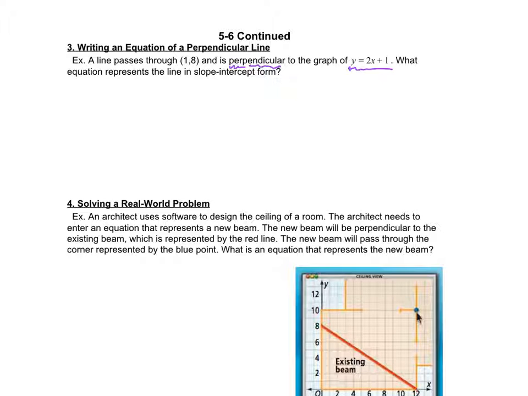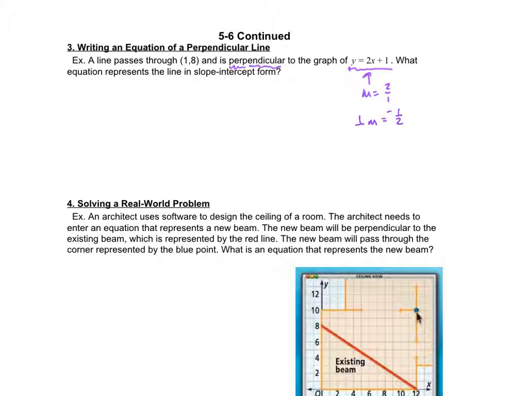Okay, well, if this is the line I want to be perpendicular to, that slope is 2 over 1, and in order for it to be perpendicular, it has to be the opposite reciprocal. So my perpendicular slope is going to be the reciprocal and then the opposite. So instead of my slope being a positive 2, the opposite reciprocal will be a negative 1/2 slope.